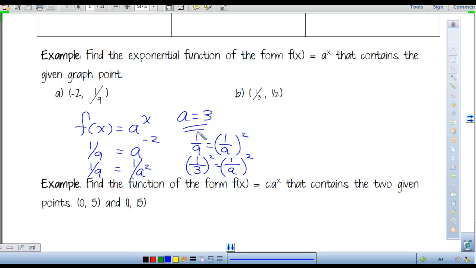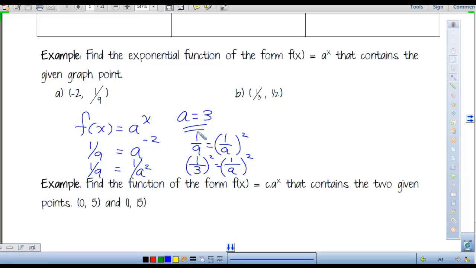I got 3 because I could see when I wrote this as 1 over 3 squared, it was equal to this same expression on the other side, 1 over a squared. We lined things up: the 1's, the 1's, the 2's, the 2's. These two other things had to be equal. A equals 3.